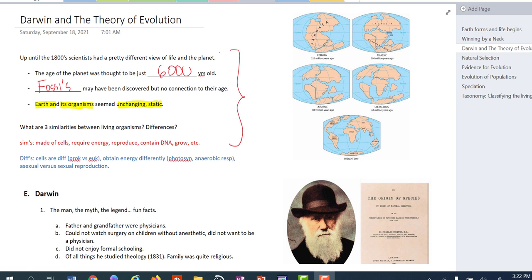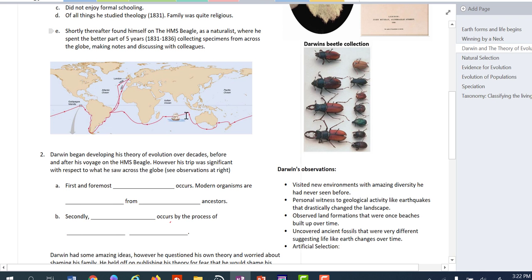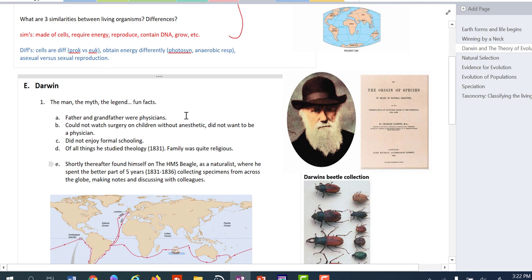So, with all the similarities that exist, that's an important concept because it shows that it's quite possible for life to evolve from the same thing if we share all these similarities. At the same time, if we look at how they're different, we can argue that life evolves and changes, right? So those are two really important things and things that Darwin's thinking of as he proposes his theory of evolution. Just some fun facts there about Darwin, if you want to look through those.